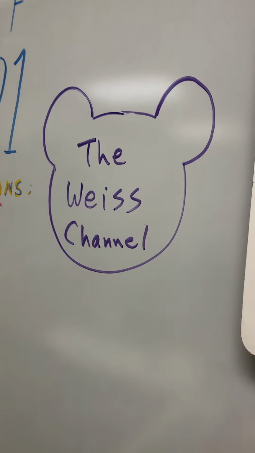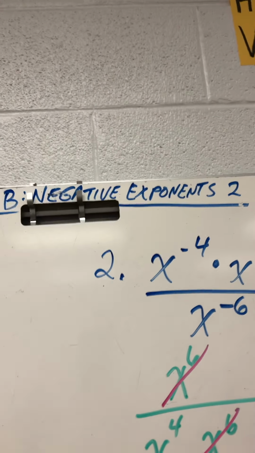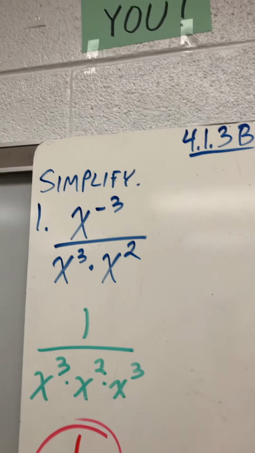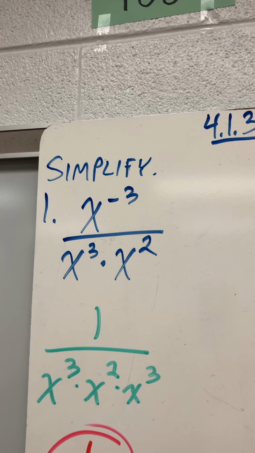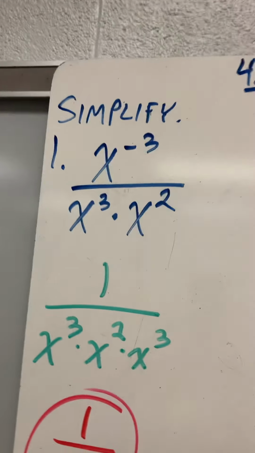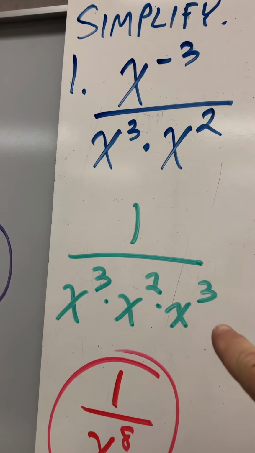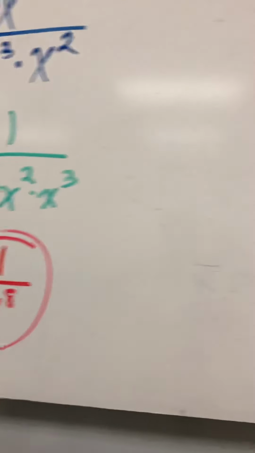We're going to continue with negative exponents. Basically, if you have a negative exponent on the top, you move it to the bottom and make it positive. Right? That x to the negative third, I move it to the bottom, make it x to the third. And then just simplify it. 1 over x to the 8th.